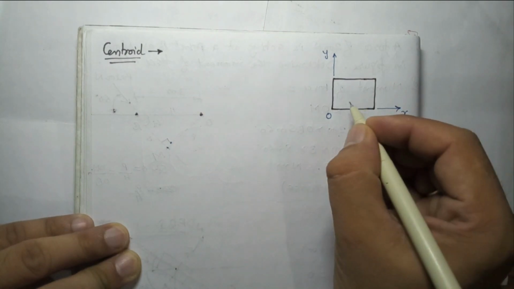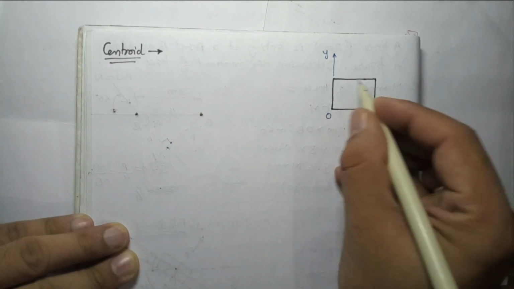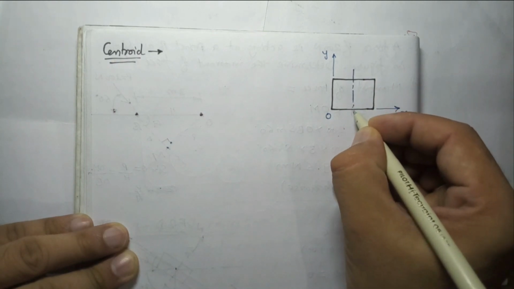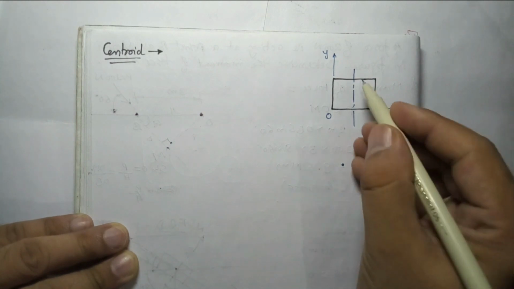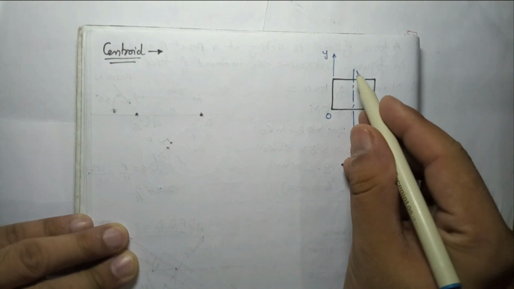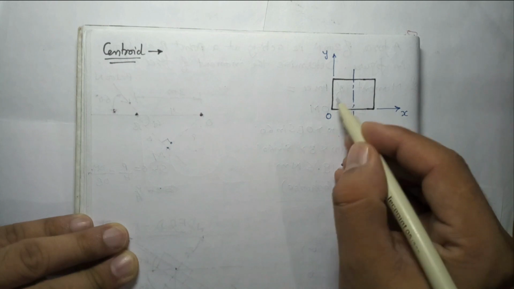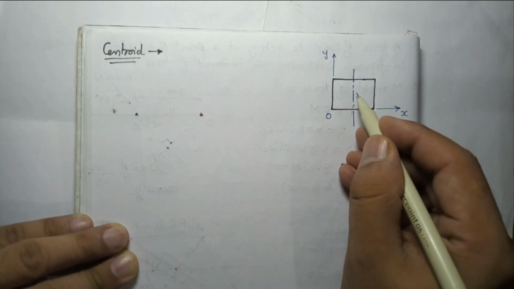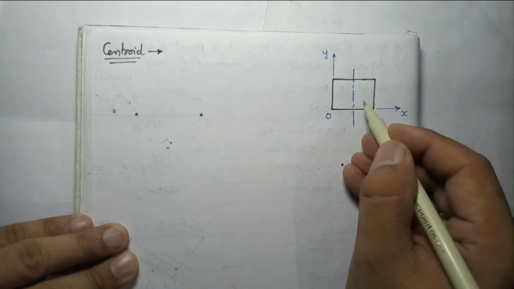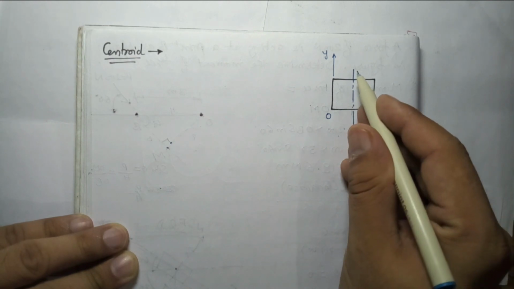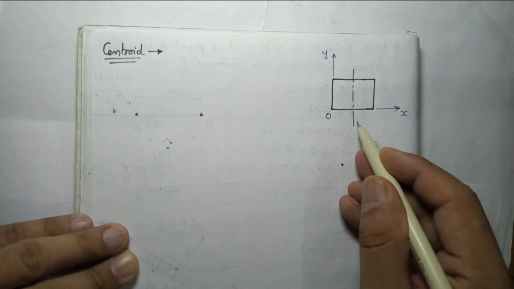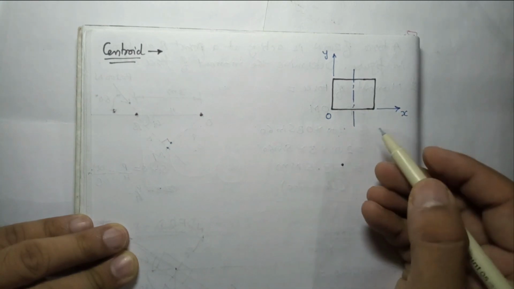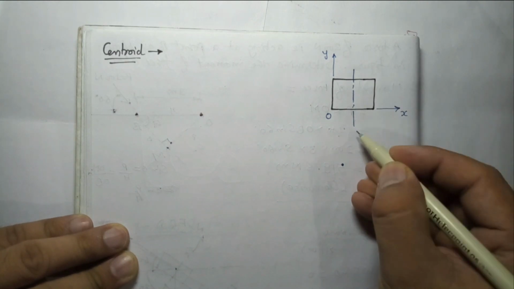Now we will see how we find out the centroid. First of all, in this object I draw one vertical axis. Now why do I draw this axis? I can say that this object is symmetrical around this axis, meaning about this axis it is a mirror image on both sides. It means when any object has a center axis and mirror image, or is symmetrical about that axis, then the centroid will lie on that axis.